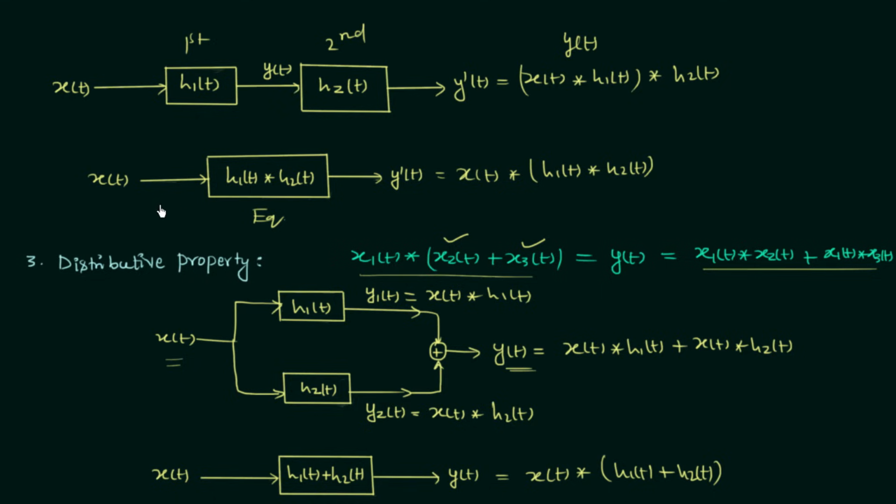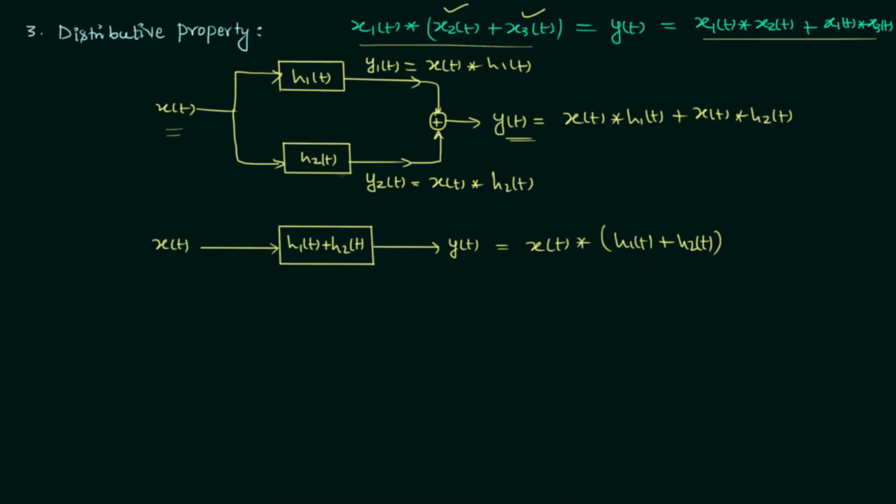Now we already know the LTI systems are defined using the impulse response. So the equivalent system is having the impulse response equal to the convolution of respective impulse responses. And in this case, the LTI system, which is the equivalent system, is having the impulse response equal to summation of respective impulse responses. So this is all for the third property. Now we will move to our fourth property.